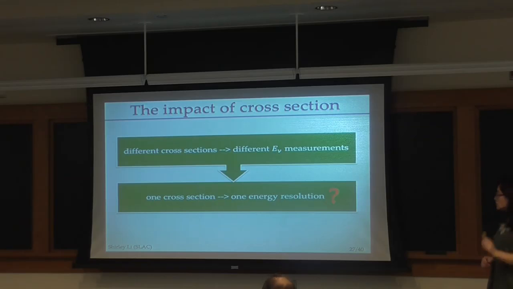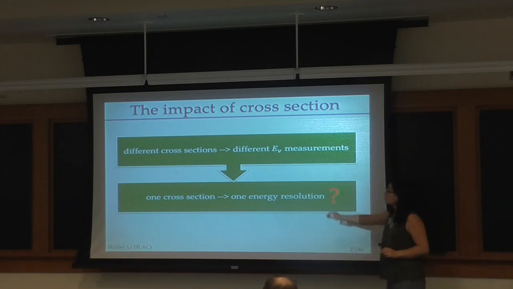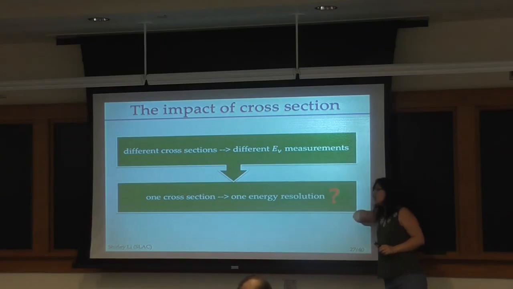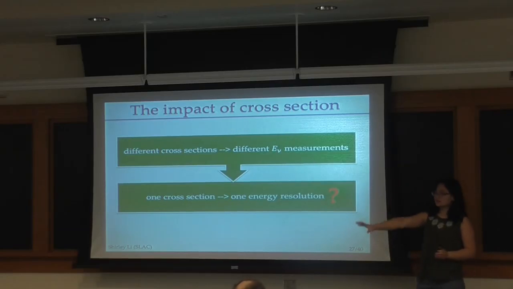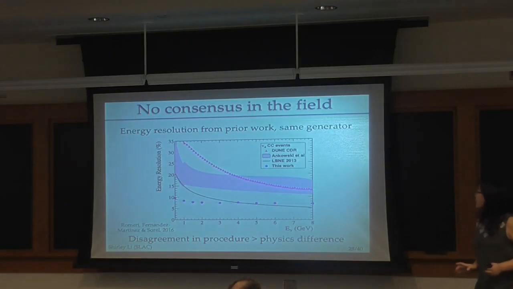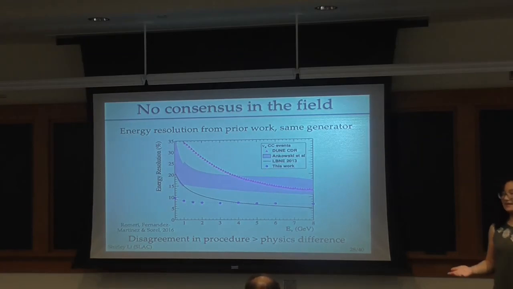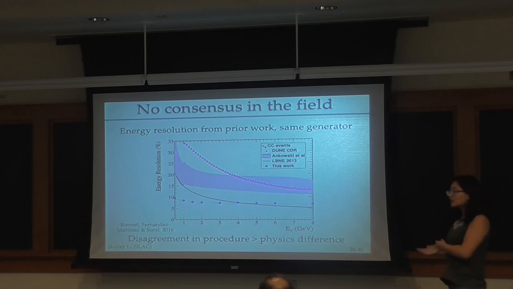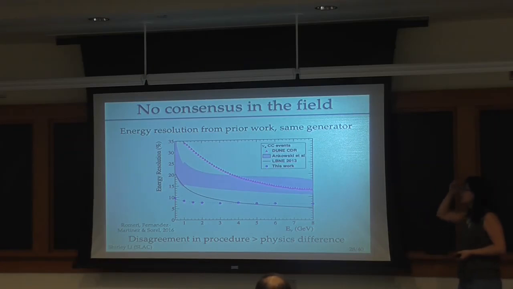So just to illustrate, if we use one event generator, both to simulate and to reconstruct, we should expect only one energy resolution and no energy scale error. Okay, so is that the case? Obviously no, because otherwise I wouldn't be talking about this.